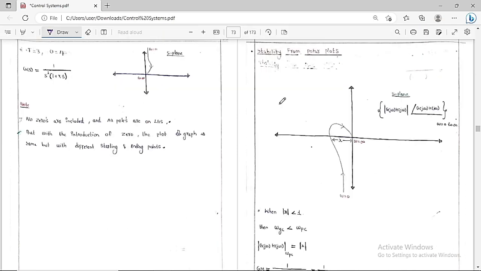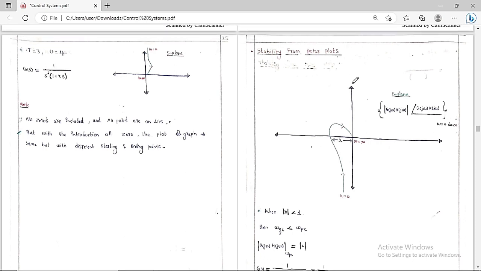Now we are going to discuss another concept, which is stability from the polar plots. Based on the polar plots, we have to see whether this is a stable system or an unstable system. Just by seeing the polar plot, we need to say confidently whether these are stable or unstable systems. That is what we are going to learn today. Let me assume this is a polar plot that we are going to get here. Based on this, we have to comment whether it is stable or unstable. So this is basically the S-plane.